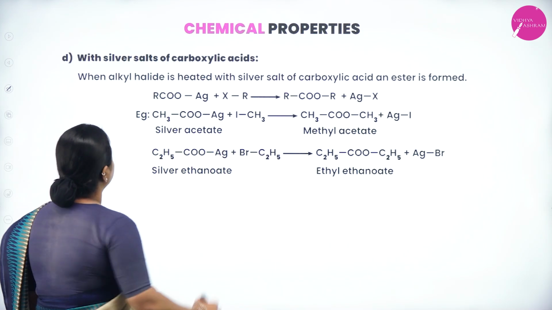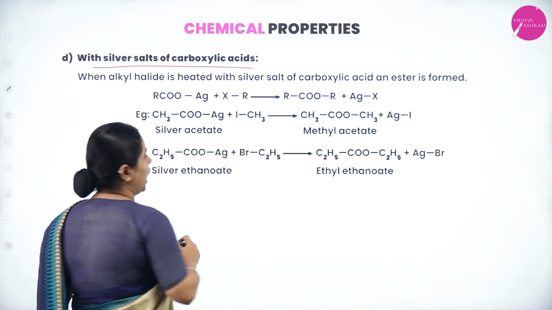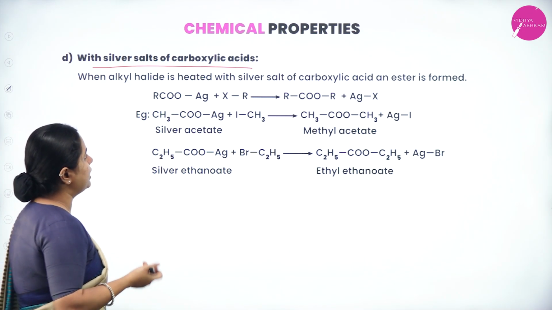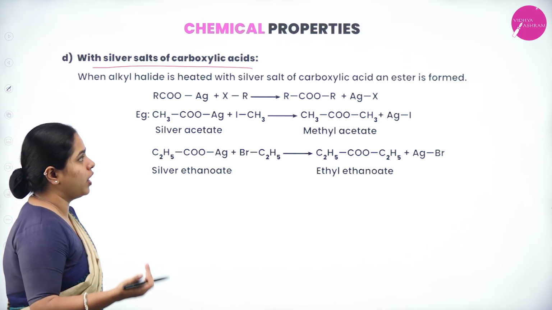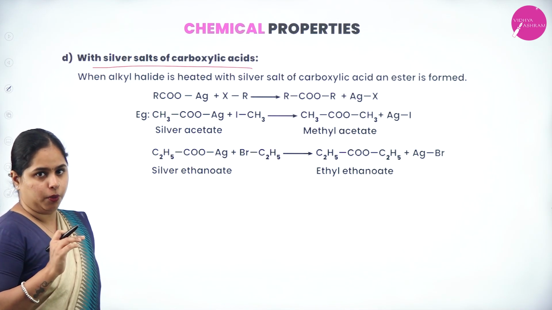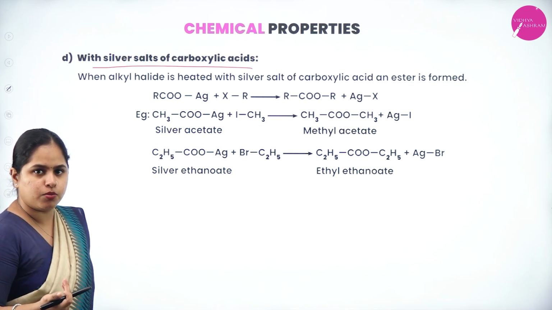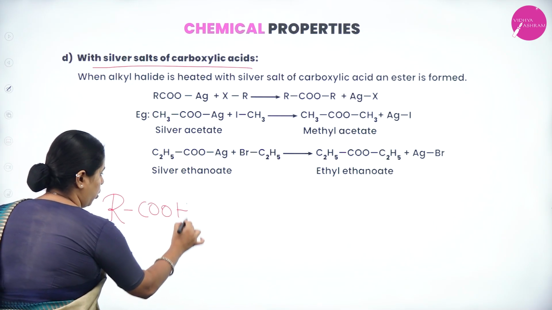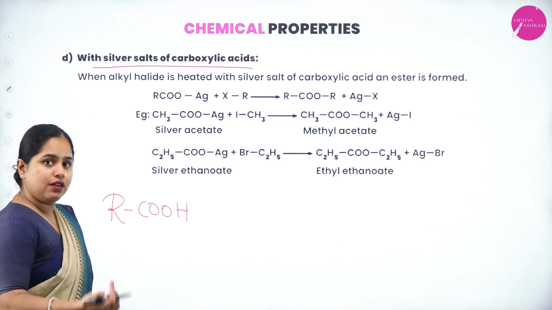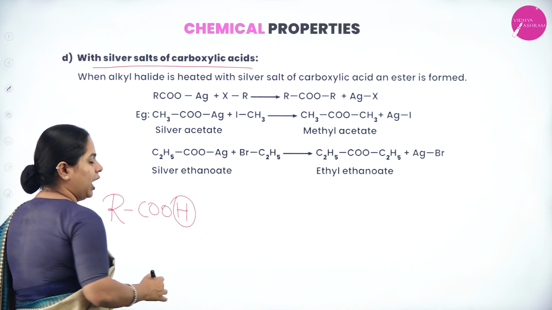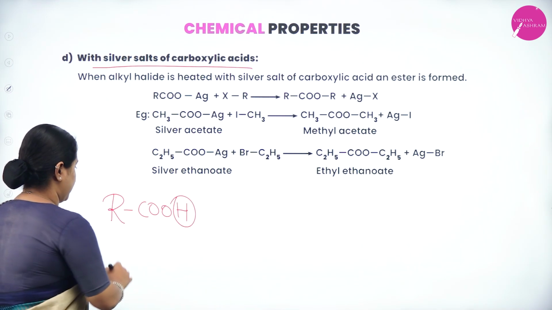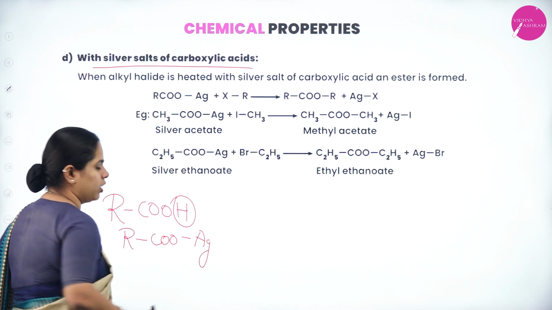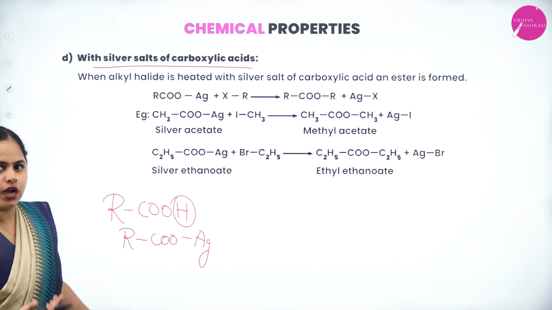Moving on to the next one, that is with silver salts of carboxylic acid. When alkyl halide is heated with silver salt of carboxylic acid, an ester is formed. So what is the silver salt of carboxylic acid? What is the carboxylic acid general representation? RCOOH. Silver salt means instead of this hydrogen, there will be a silver there, that is RCOOAg. So this is the silver salt of carboxylic acid.